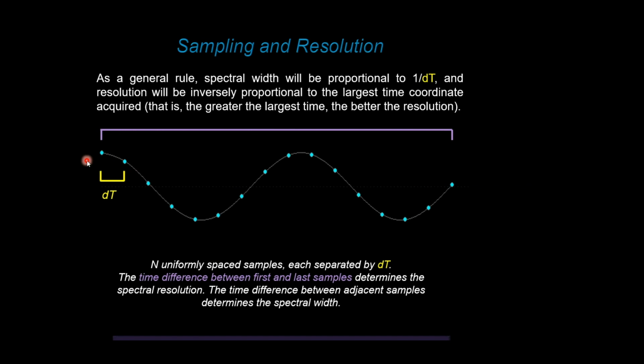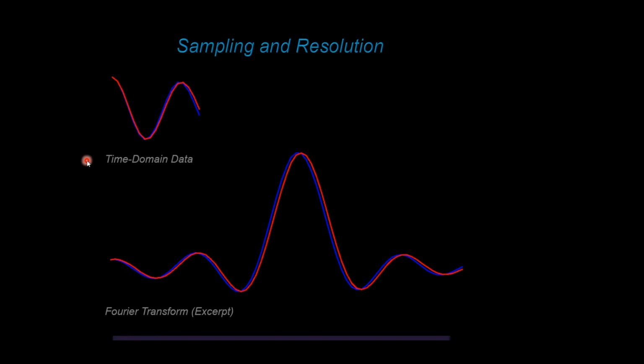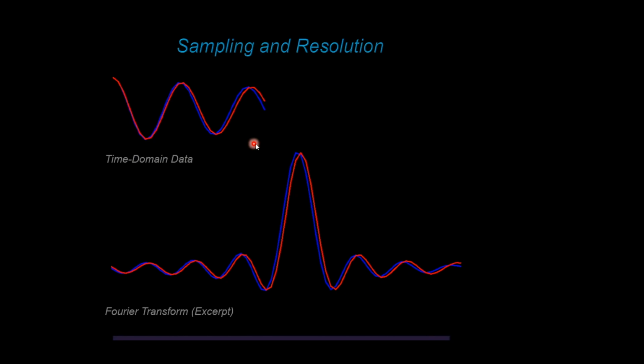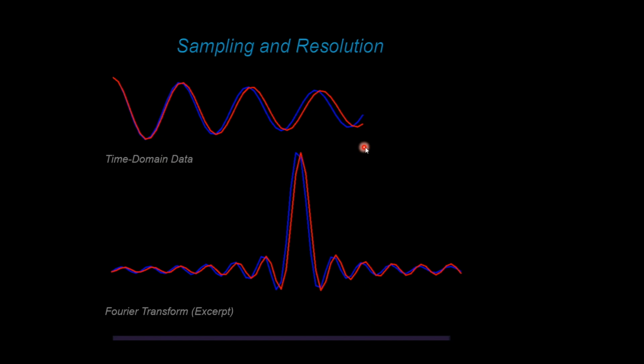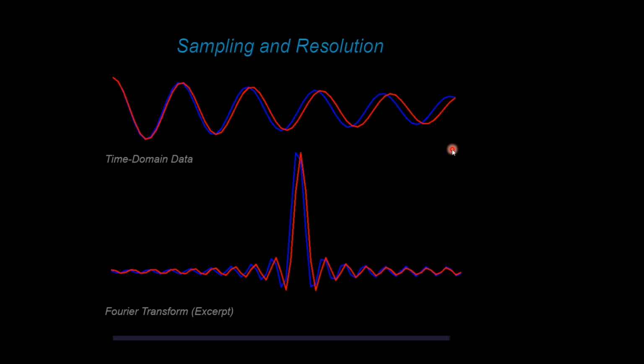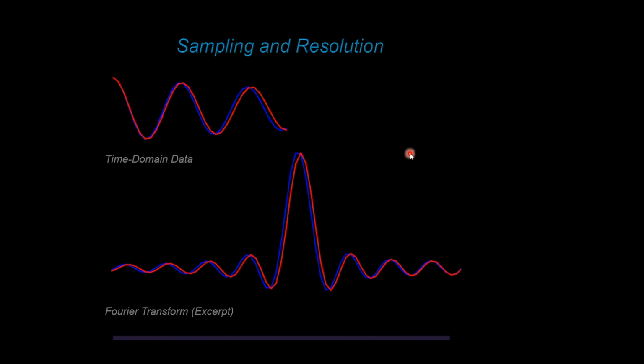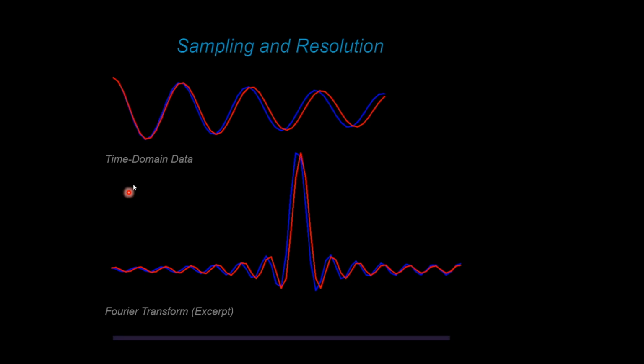To understand why this is so, we can graphically describe how this works. If we have two time domain signals that are very close together in frequency, and we look at them only over a short duration, it's very difficult to tell the difference between them. It's only after the signal has a chance to evolve that we can start to see a marked difference between the two frequencies. So the longer we sample, the easier it is to distinguish between two frequencies that are close together. In other words, the longer the duration between the first and last sample, the higher the resolution that we can achieve.